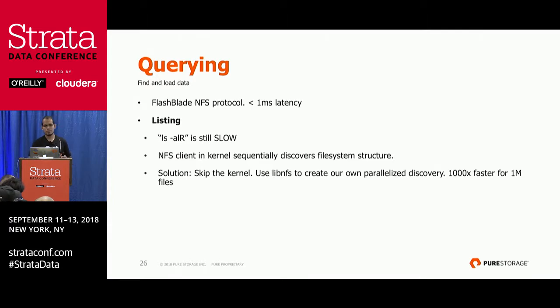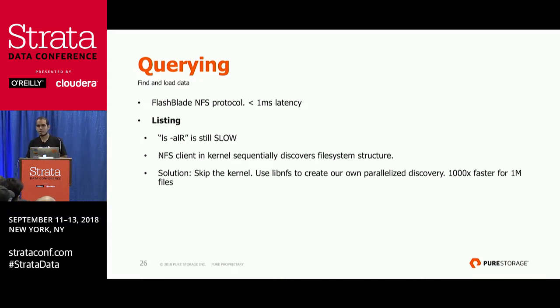The bottleneck is actually not on the NFS server, it's on the NFS clients. The clients are doing sequential listing and are going through a directory structure and going through all of its children, waiting for the response back before they issue the next request. So this 1 millisecond latency, you multiply by 1 million files, and that's how you get the latency of your ls -alR to take forever. So the solution is to skip the kernel.